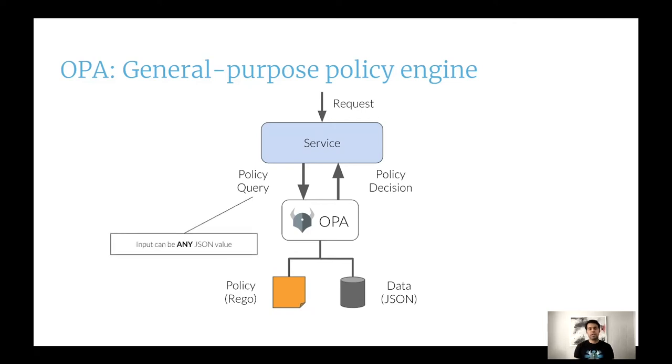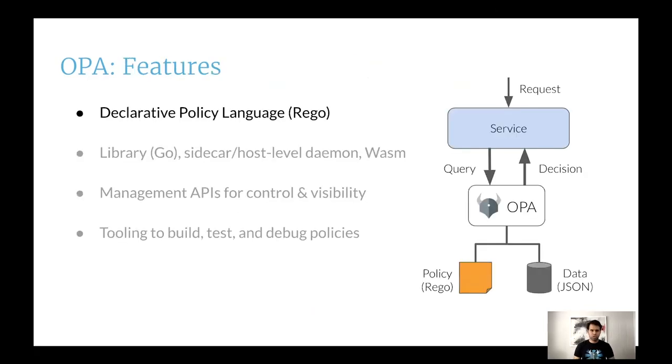The policy query itself can be any JSON value. So for example, if you're doing admission control, the policy query could include the pod manifest, for example. Or if you're doing HTTP API authorization, the policy query could be your request path, your method, the user, and so on. The policy decision itself can also be any JSON value, and then it's up to your service how to interpret that decision. So this is an overview of how your service works with the Open Policy Agent to decouple the policy decision-making to OPA. Now let's look at some of OPA's features.